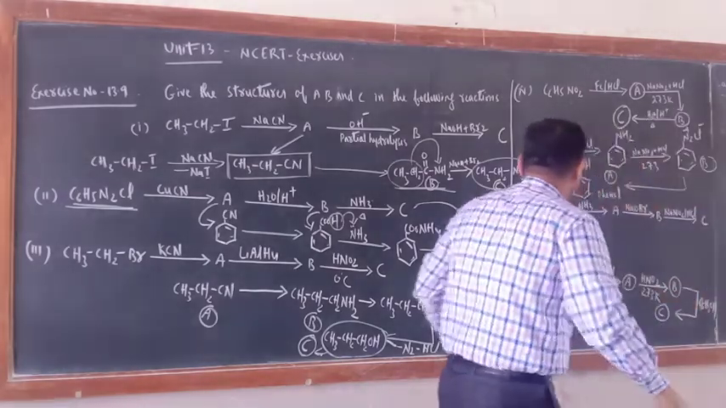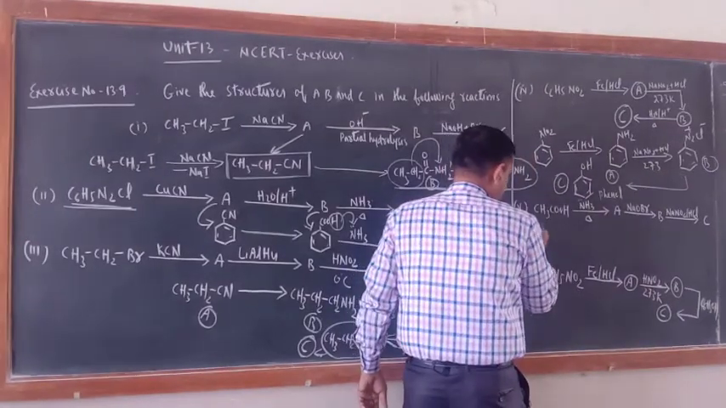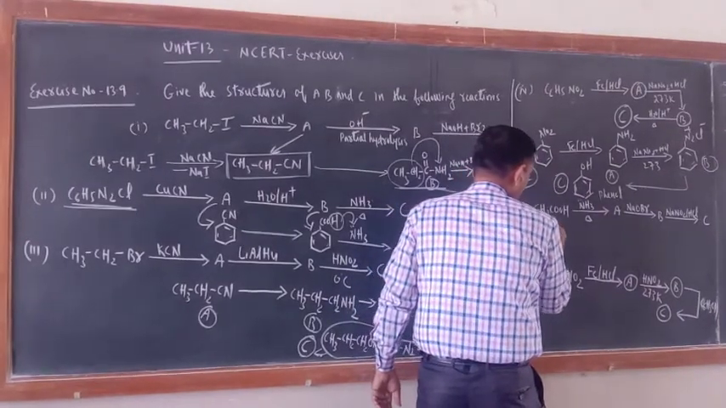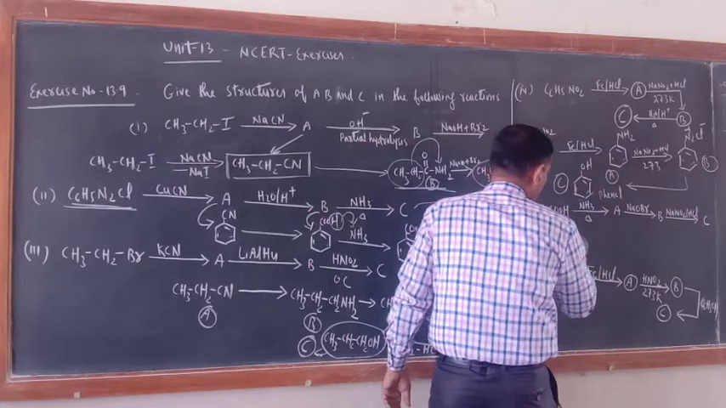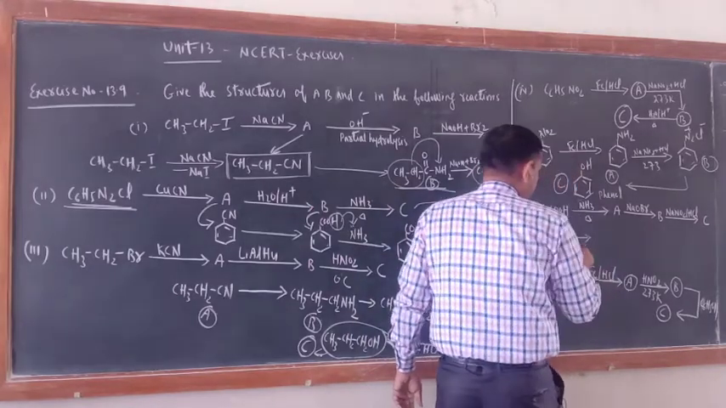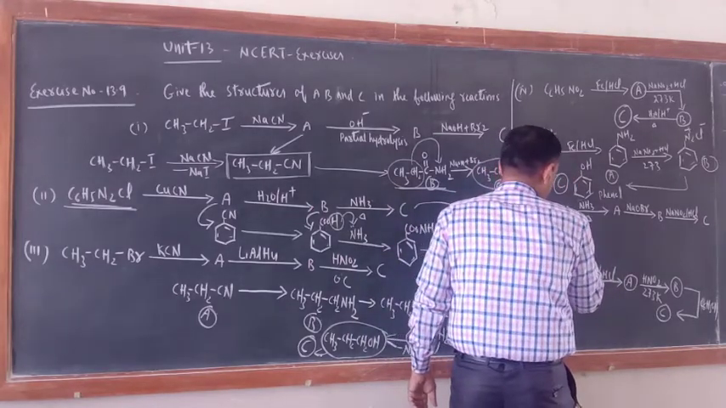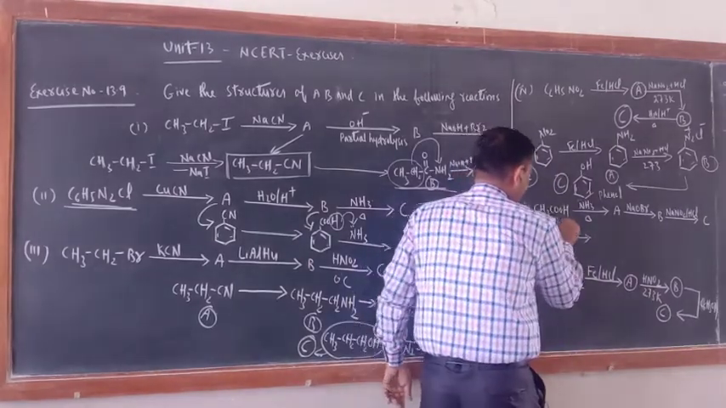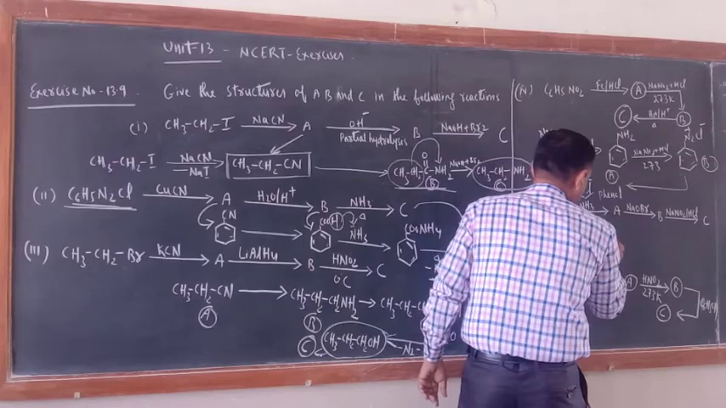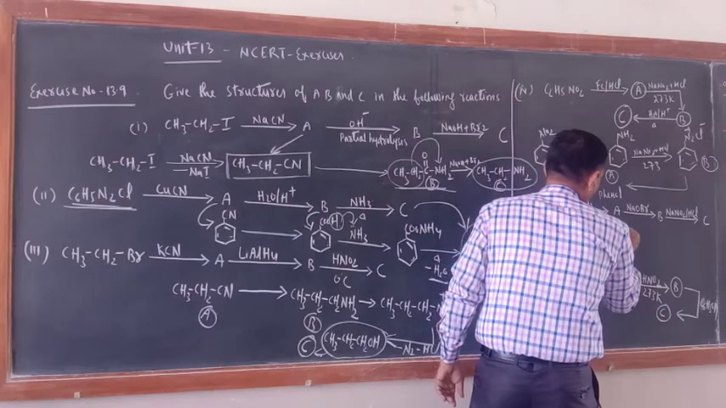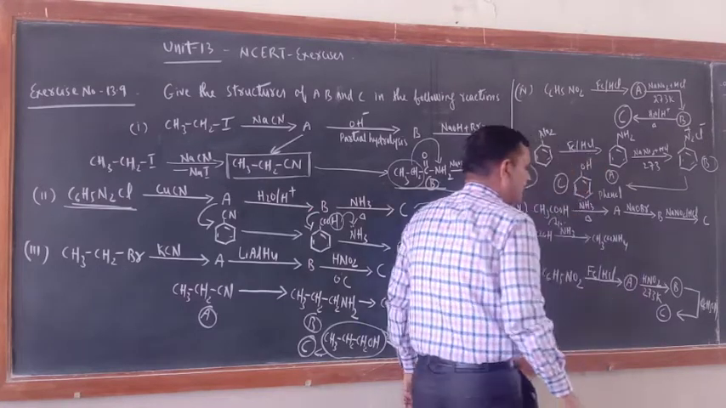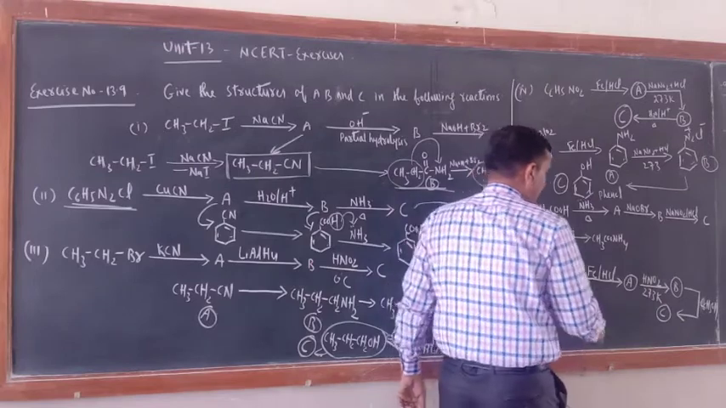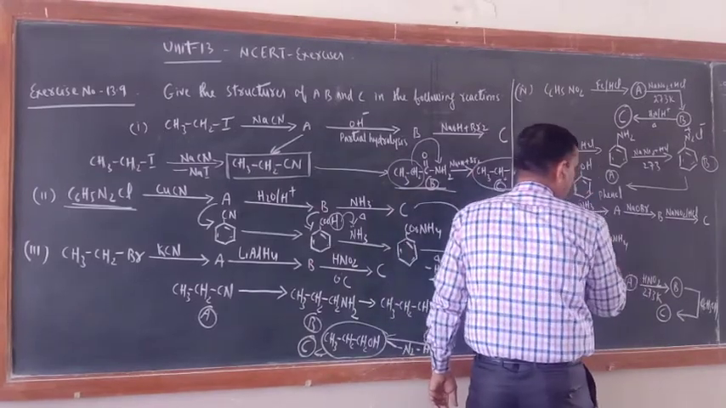Just see, fifth number, easy. CH3COOH. Its reaction with water, so what will you get? Its reaction with ammonia, NH3. So now H will be shifted here. What would be the product? CH3COONH4, ammonium ethanoate. Okay, now this is not A.